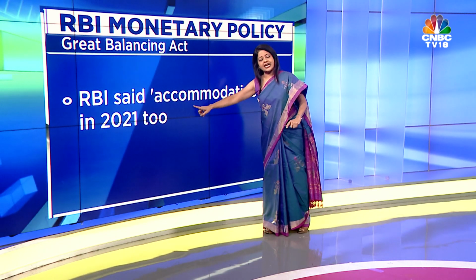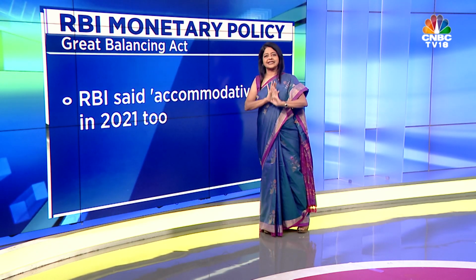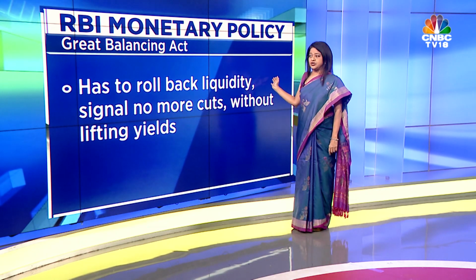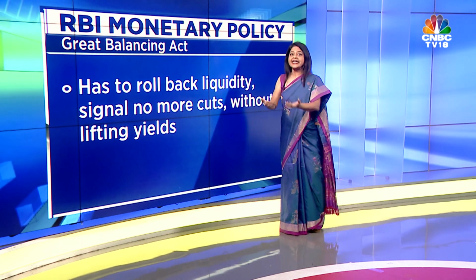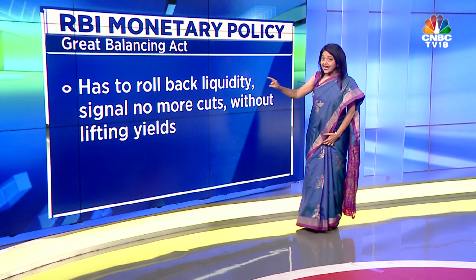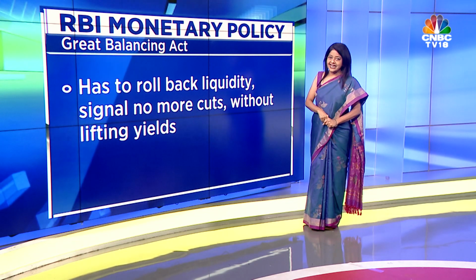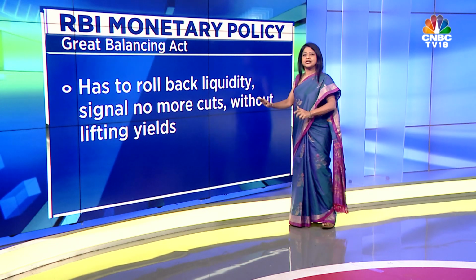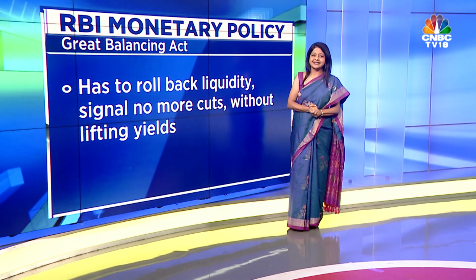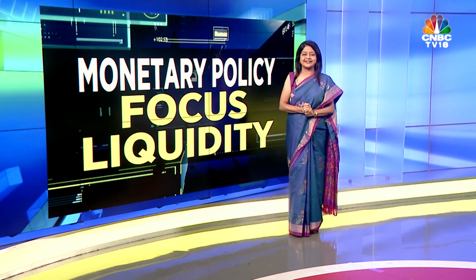In September, it said we are going to remain accommodative, that is, keep rates and liquidity easy up until 2021. So now it has to roll back this liquidity in the next 6 months and say that there are no more rate cuts left, but do all this without pushing up yields too much. That's not an easy task. So let's see what the Reserve Bank does on Friday.